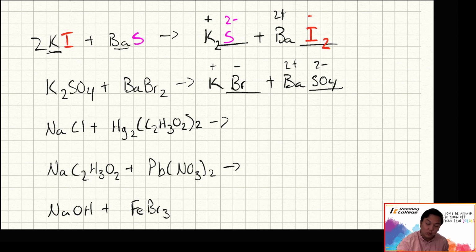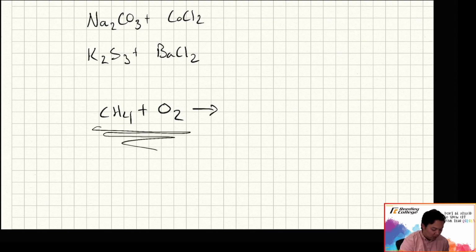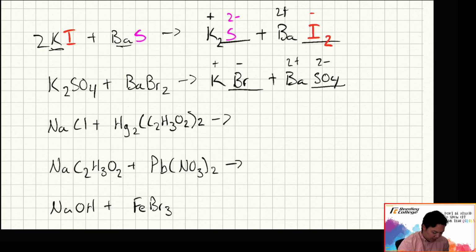I guess the one exception would be if we do a combustion reaction. A combustion reaction will look something like CH4 plus O2. Most of the time, if you have something with carbon, especially written with an O2, that's going to be a combustion reaction. And those products will be CO2 plus H2O. So that's one of the exceptions. The other ones would be gas evolution reactions. But let's keep going here.